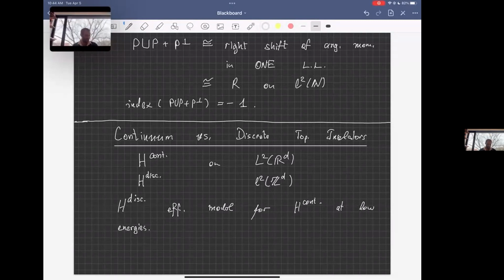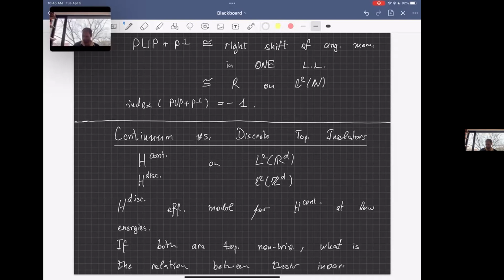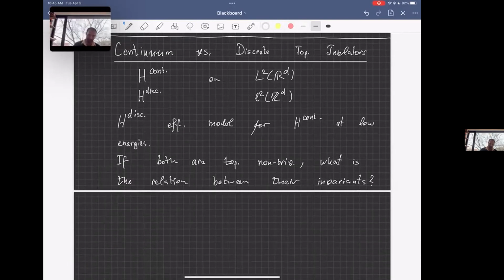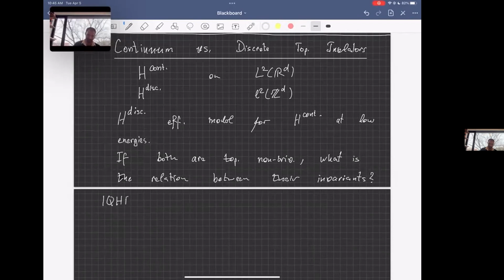Then you can ask, if both are topologically non-trivial, what is the relationship between the indices, or invariants? Okay, so in this generality, we don't answer the question, but we specialize to the integer quantum Hall effect, which I've explained above. So that means that we take d equal to 2.